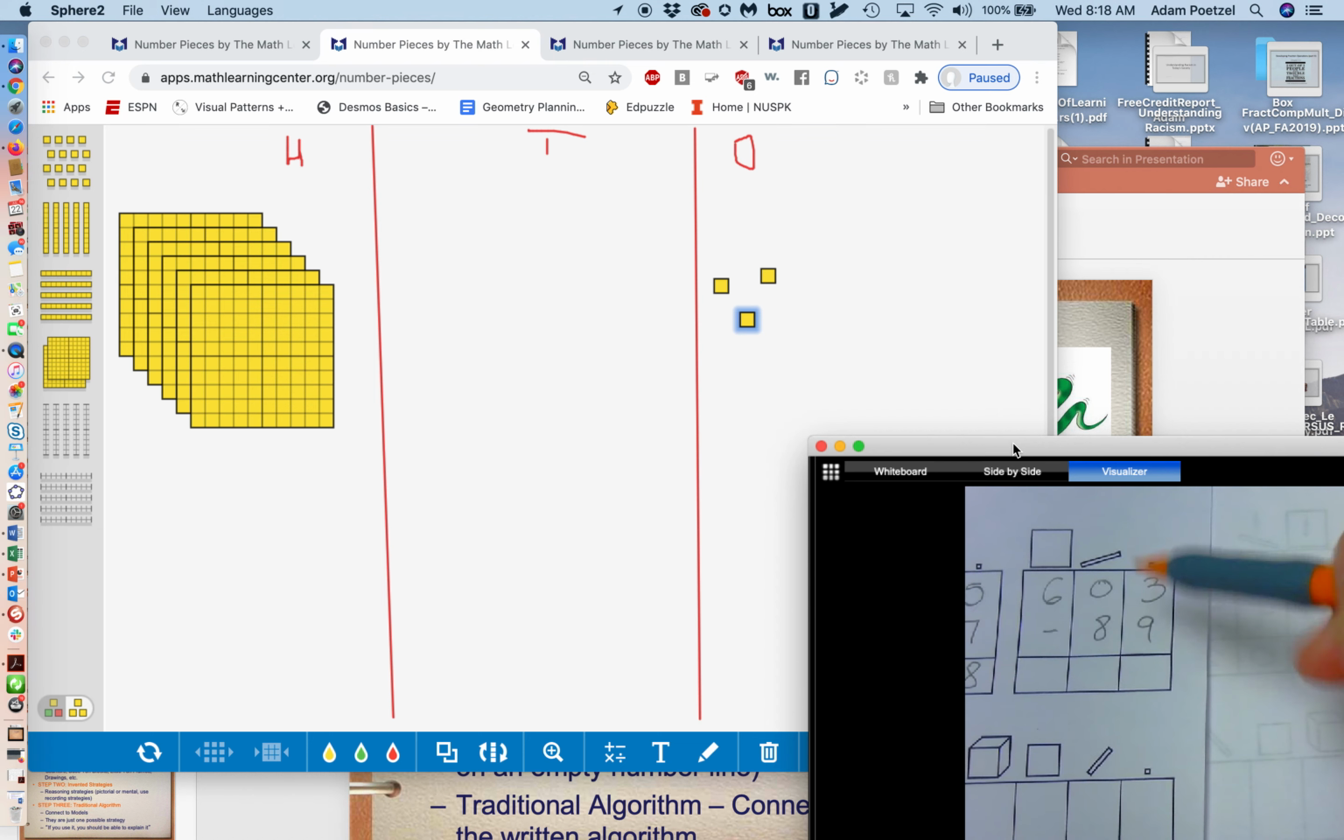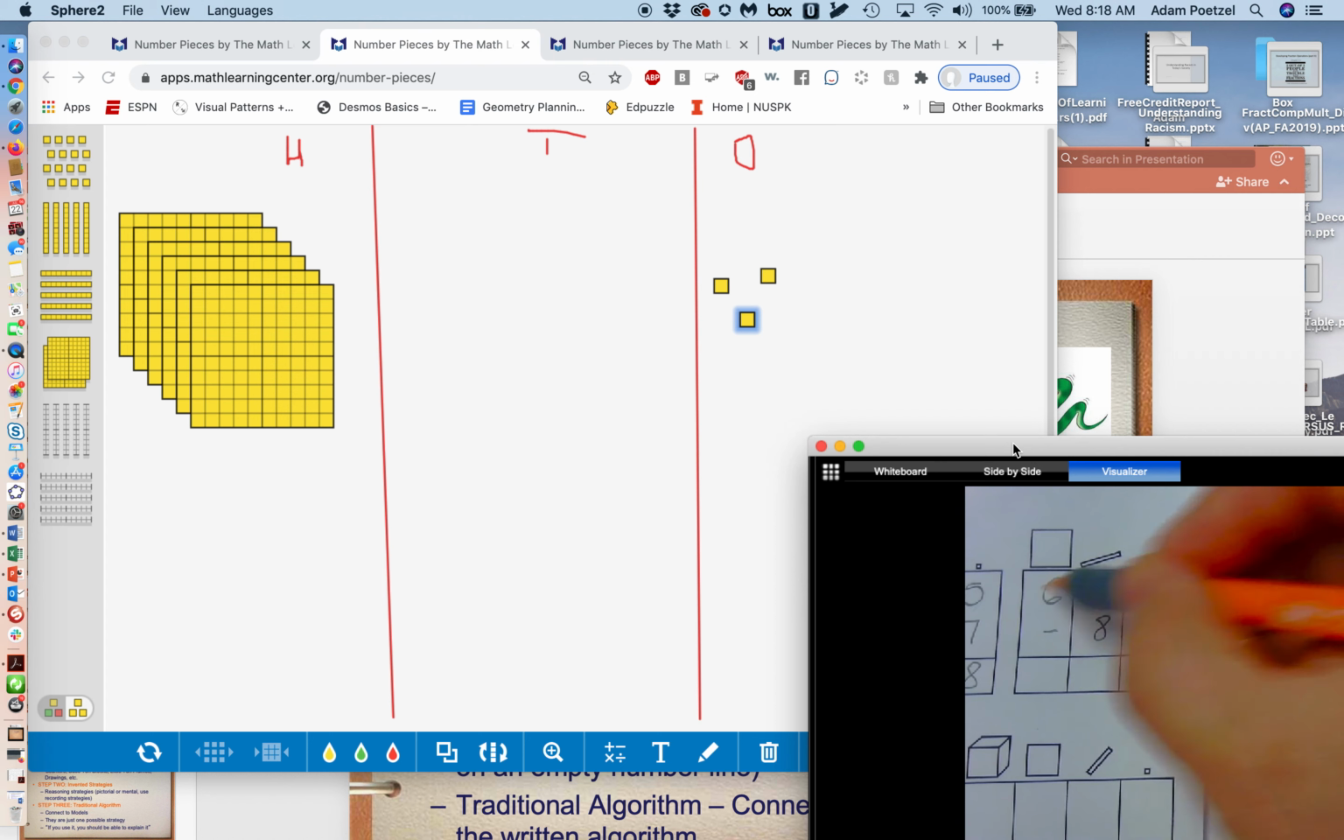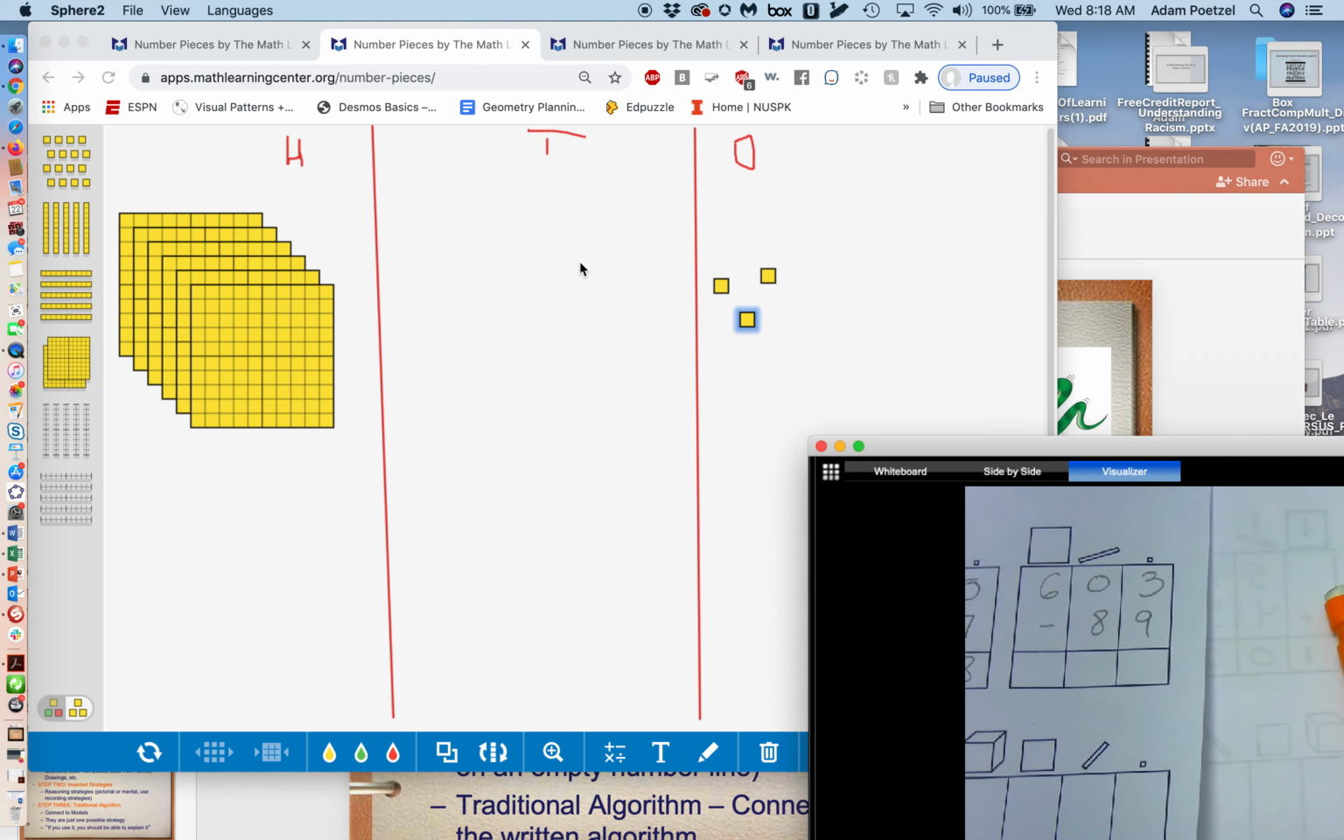Now, again, using base 10 language, we always start in the ones place, and I can't take away 9 snakes from 3 snakes, so I need to do a trade. As we see, though, I don't have any 10s to trade in, so the only thing we're going to have to do is trade in 100. So let's take a look at what that looks like.